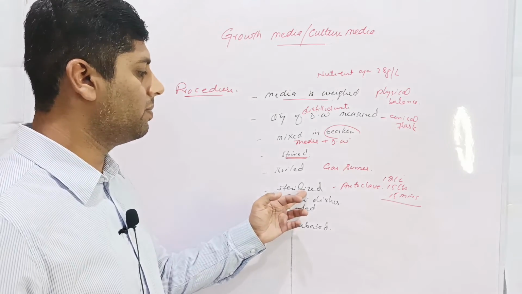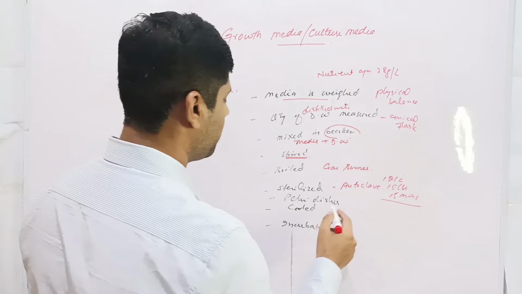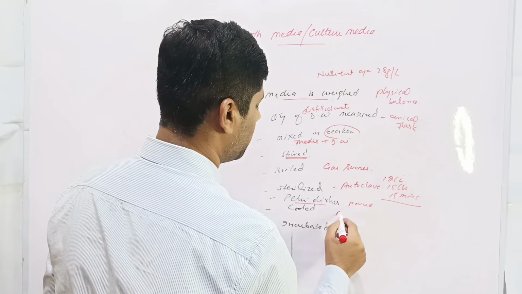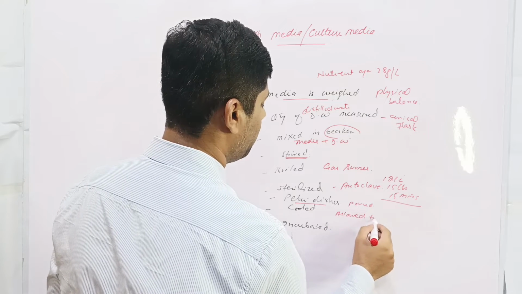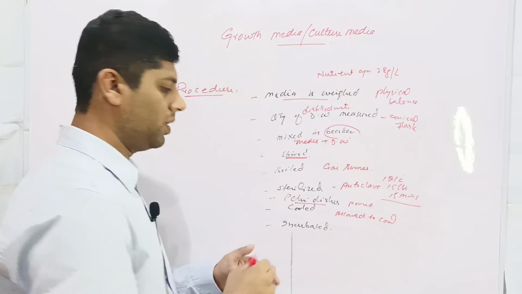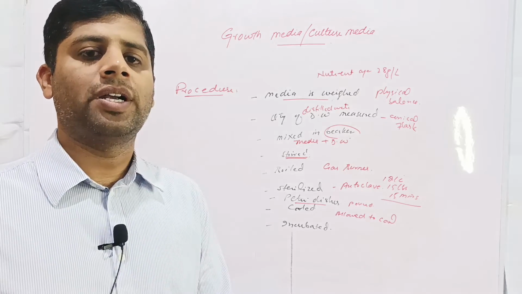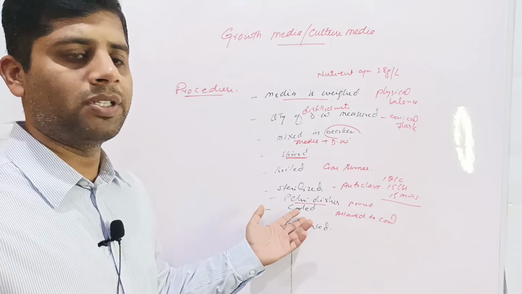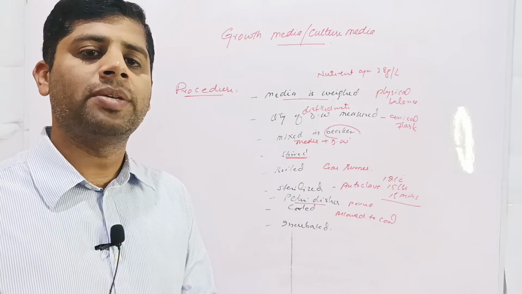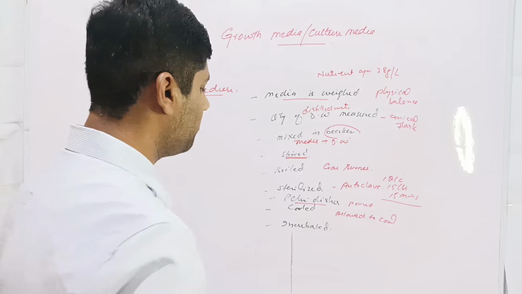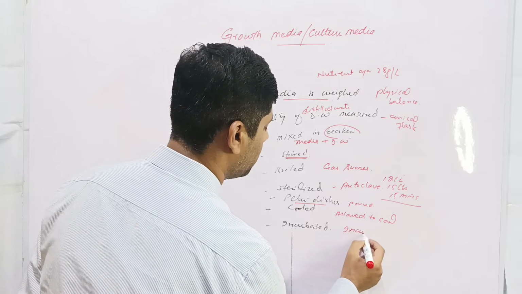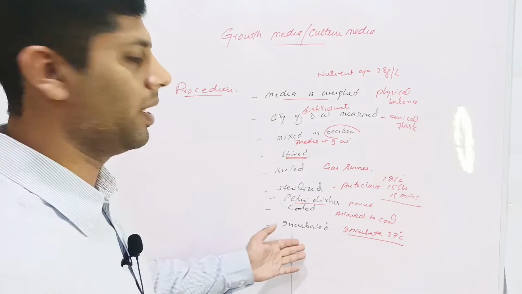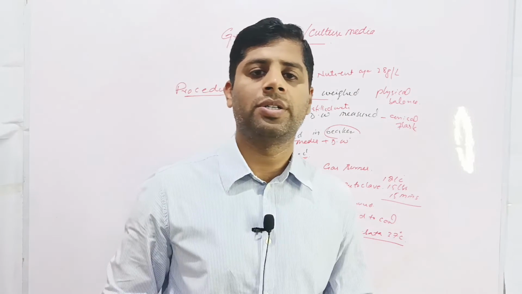After decontamination, the media is poured into petri dishes and allowed to cool. When the media cools down, it becomes solidified and it is called agar. The solid media is called agar, and this agar is maintained in the petri dishes. These plates are then shifted to the incubator at 37 degrees centigrade, and then the agar is ready for bacterial culture.